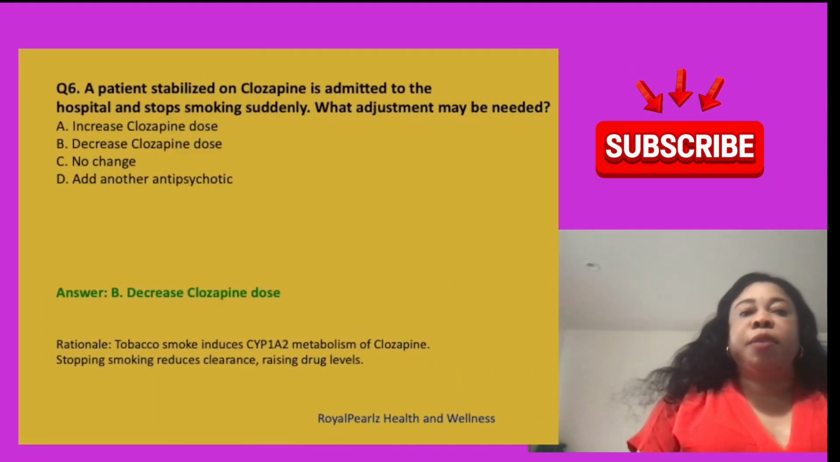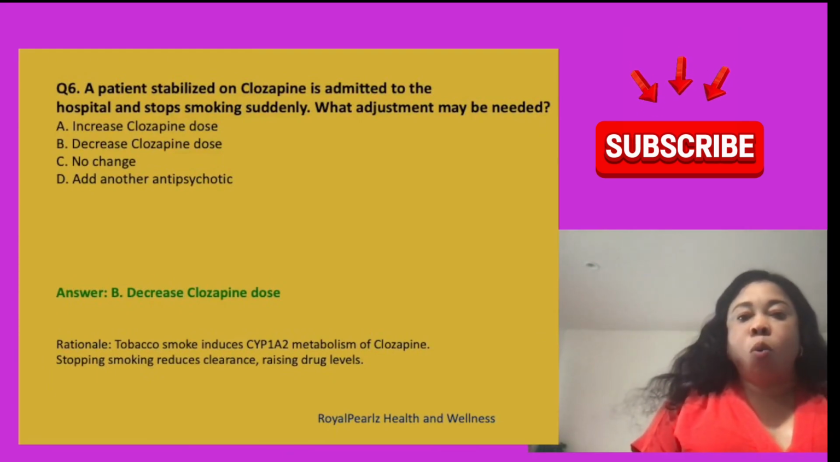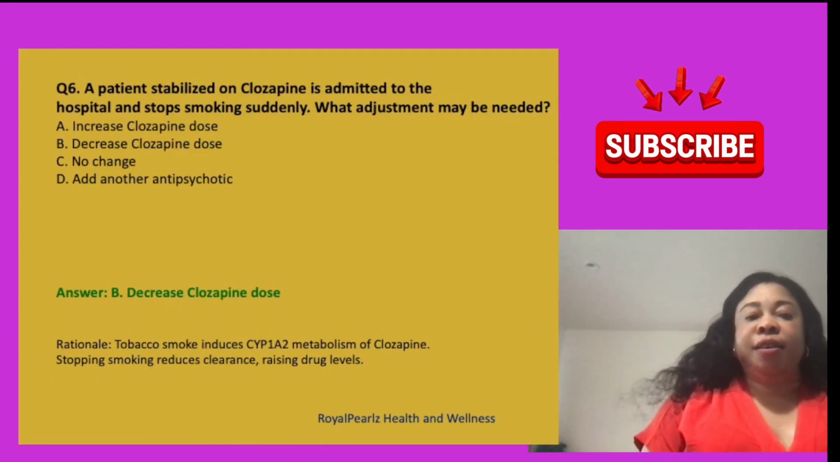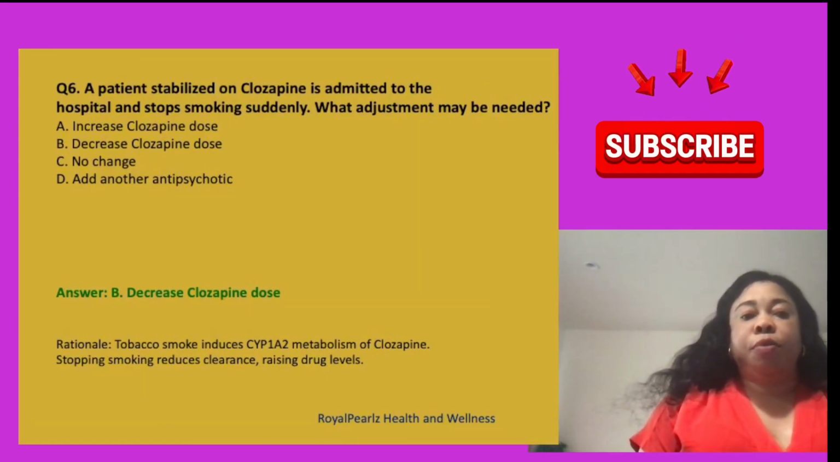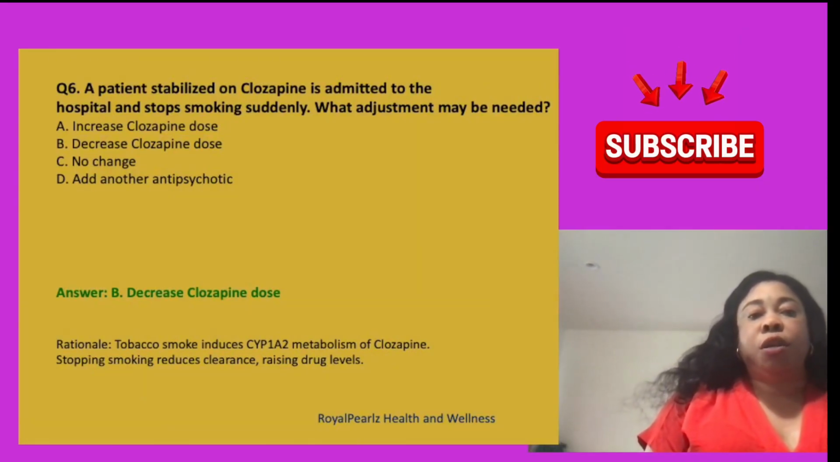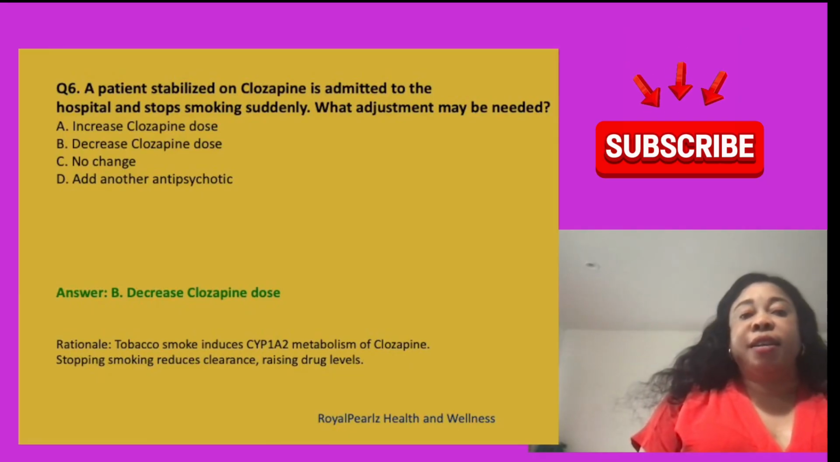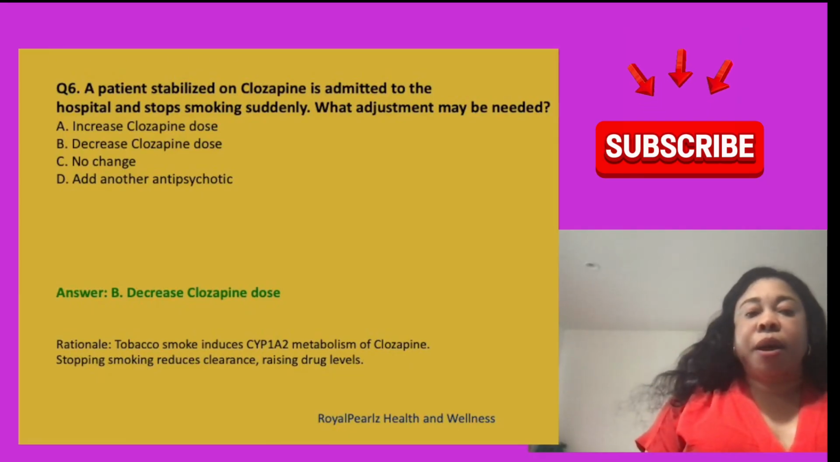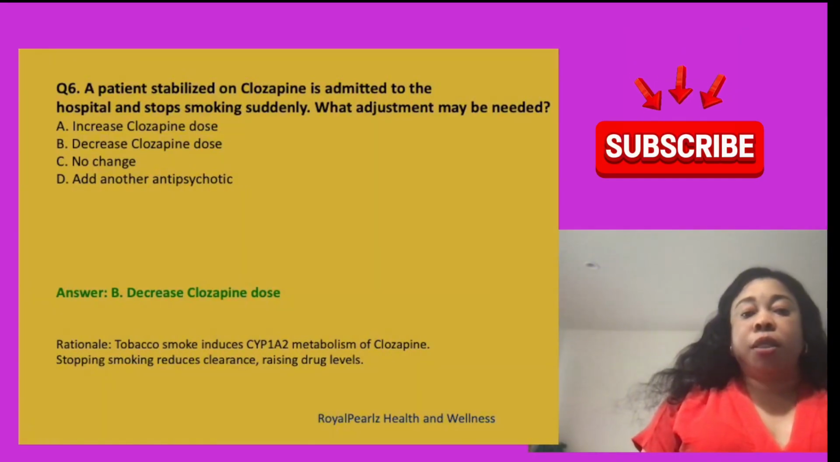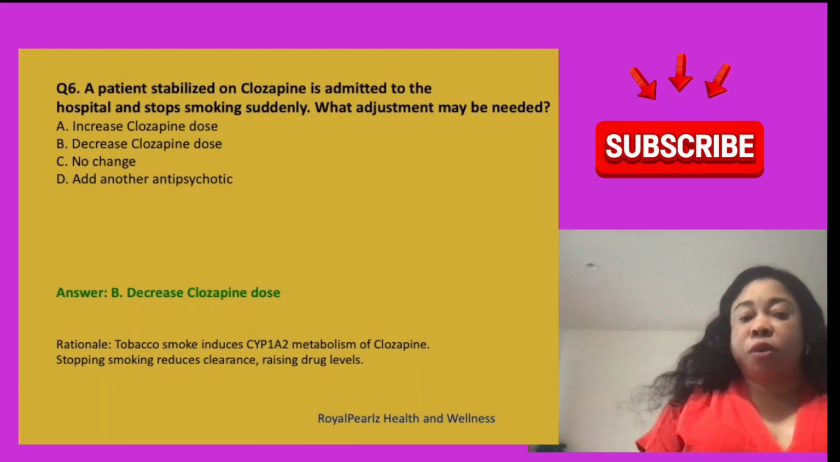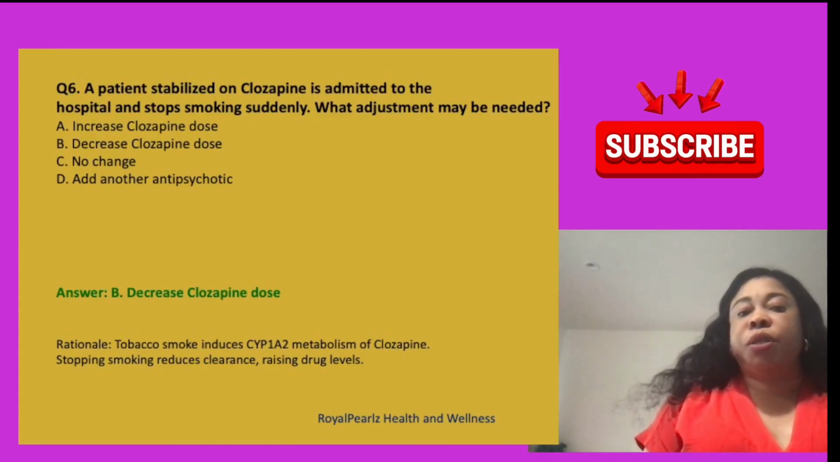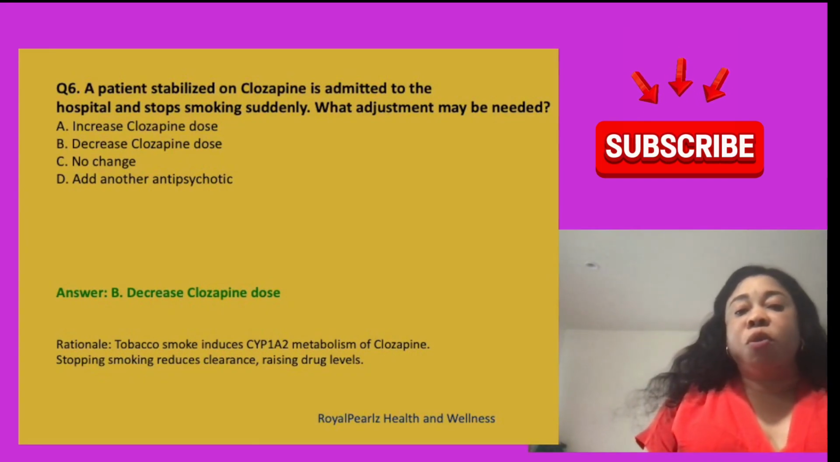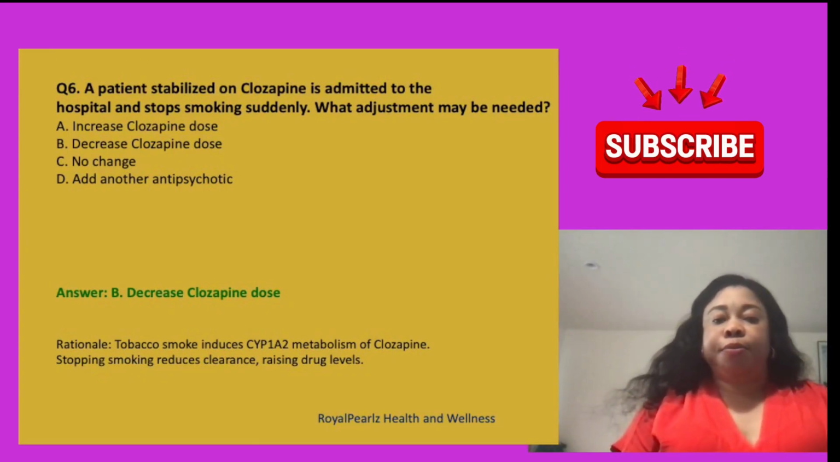Number 6 says a patient stabilized on clozapine is admitted to the hospital and stops smoking suddenly. What adjustment may be needed? A, increase clozapine dose. B, decrease clozapine dose. C, no change. D, add another antipsychotic medication. Our answer here is decrease clozapine dose. Tobacco smoke induces CYP1A2 metabolism of clozapine. So stopping smoking reduces clearance, raising the drug level. And I mentioned this in my last video. If you have not watched the video, it is on my channel.